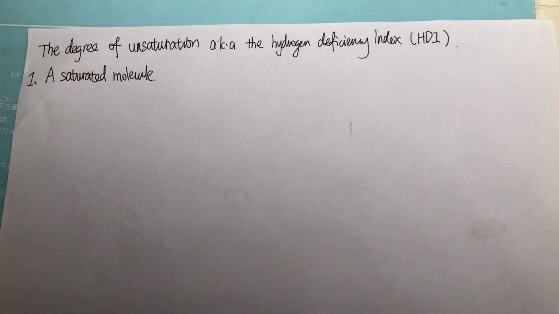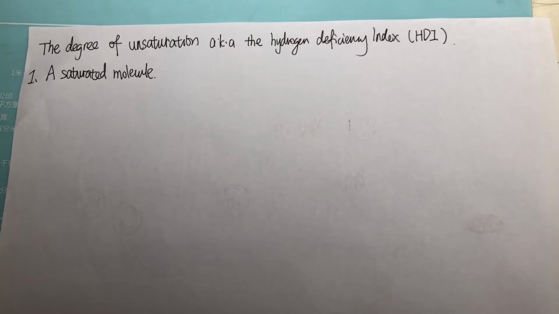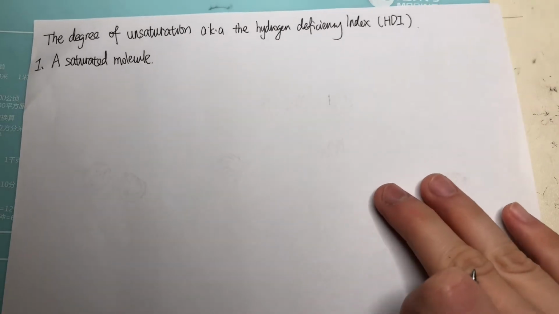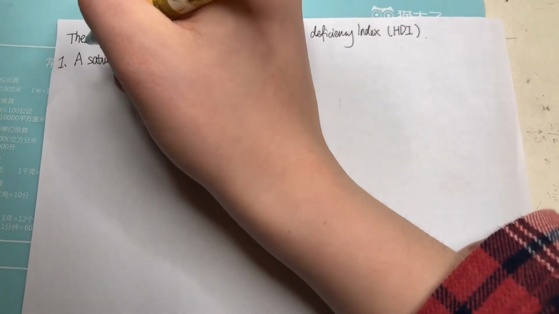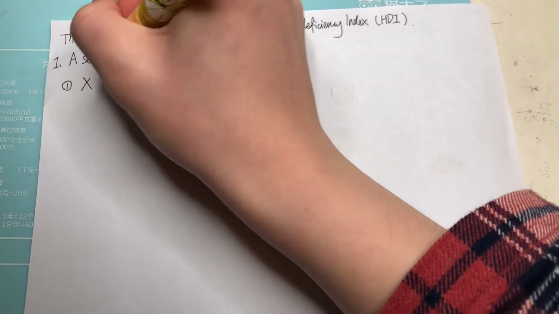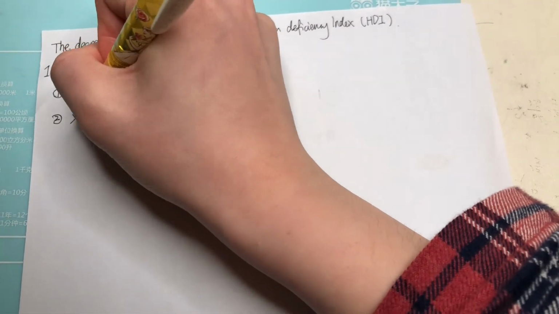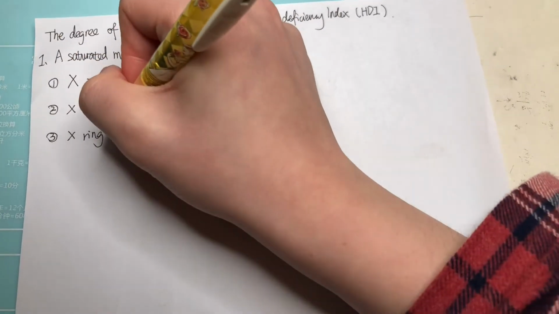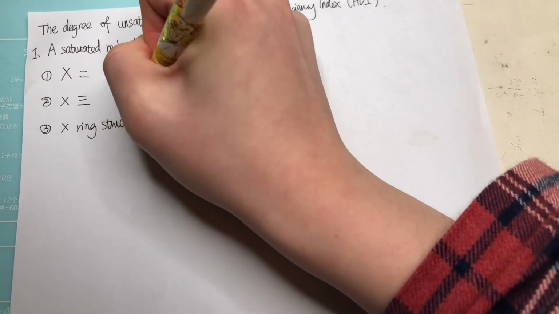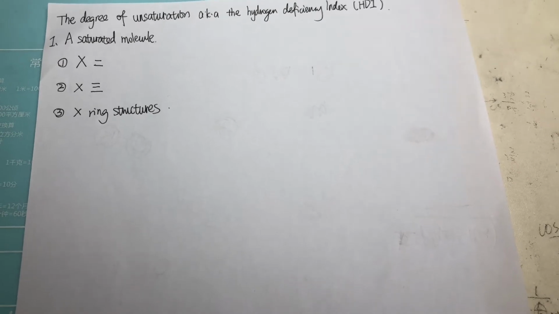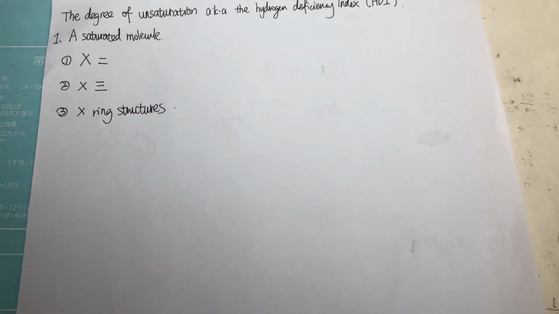In order to understand the concept of unsaturation, we will first look at the saturated molecule. What is a saturated molecule? First, it must satisfy the requirements above: no double bonds, no triple bonds, no ring structures. Let's look at some classical examples in organic chemistry.